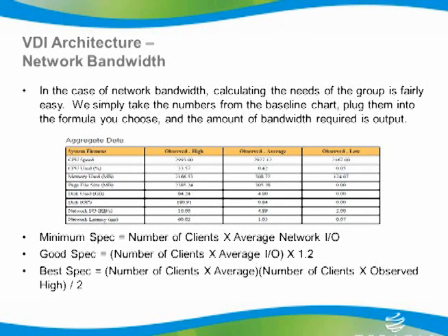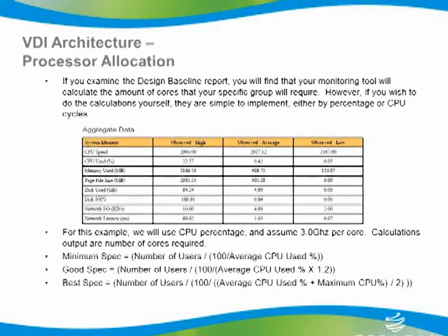So our minimum spec is the number of clients times the average network I/O. That's real simple, real easy. The good spec is the number of clients times the average I/O times 1.2 to give us the 80% rule. And the best spec is the number of clients times the average times the number of clients times the observed high, and we're going to divide the whole thing by 2. So that's our best sigma spec. Very simple when you look at it nice here in black and white like this.